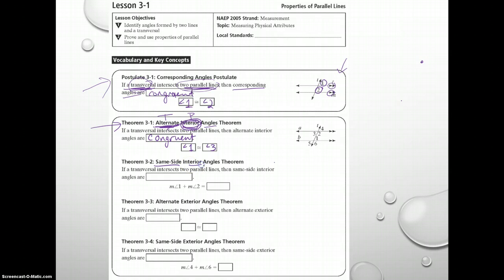Now, same side interior. Again, we have a clue about where these are located in relationship to the transversal and where they're located in relationship to the parallel lines. So, two lines cut by a transversal. Same side means that I'll be on the same side of the transversal and in the interior, in between the two parallel lines. So I've got this angle. Now I have to keep on the same side of the transversal and be on the inside of the parallel lines. So there we go. I've got this one and this one. Angle 2 and angle 1 on this diagram.